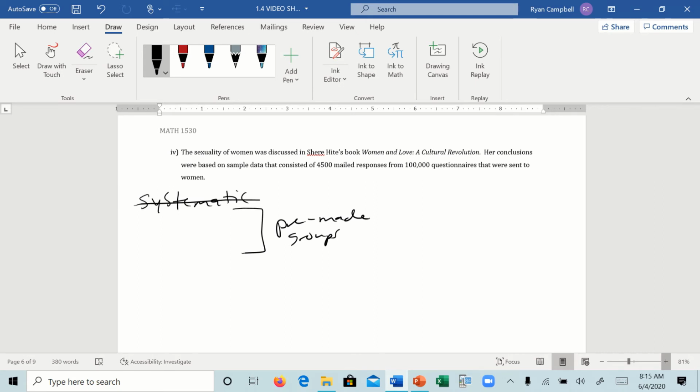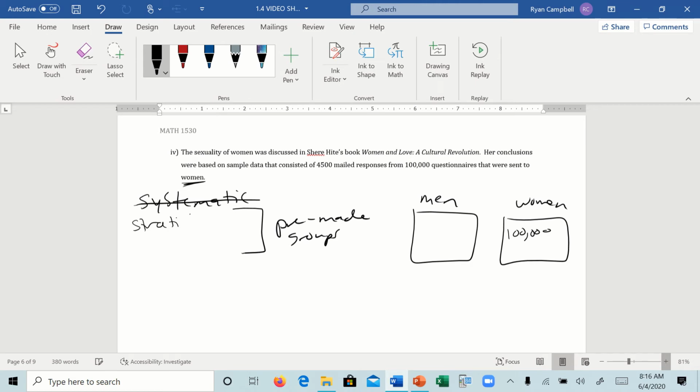So some students in the past have said, well, maybe it's gender, because they had questionnaires sent to women, so they're splitting up the genders into men and women. We're simplifying things. And they questioned 100,000 women. But let's think about this. Does that mean that that's going to be stratified or cluster?